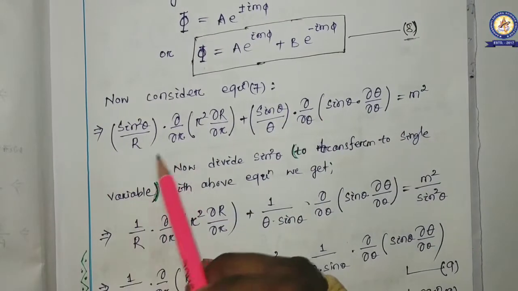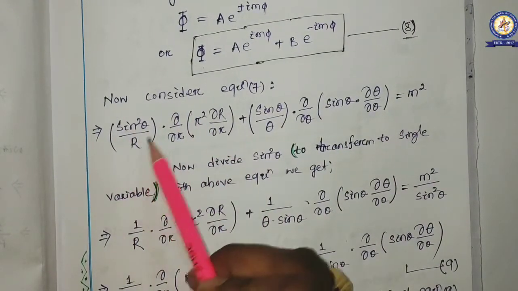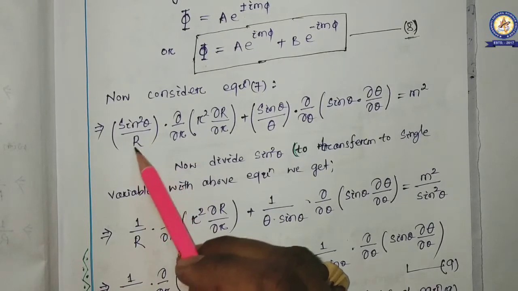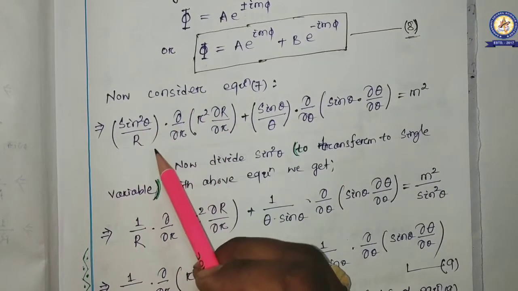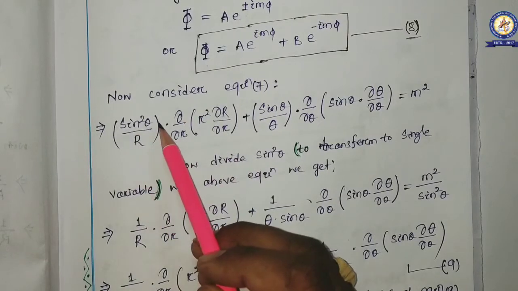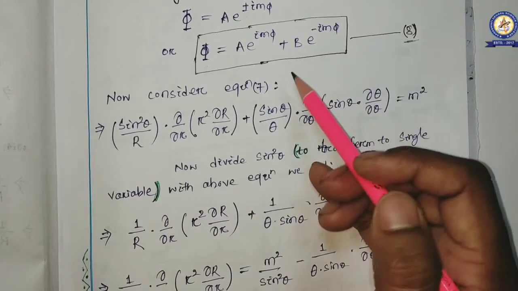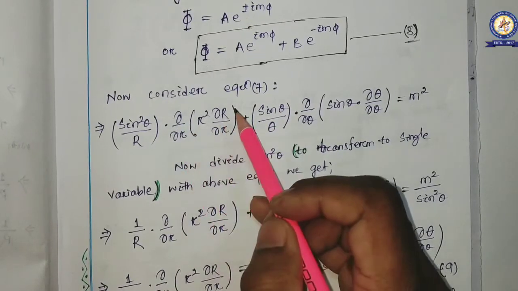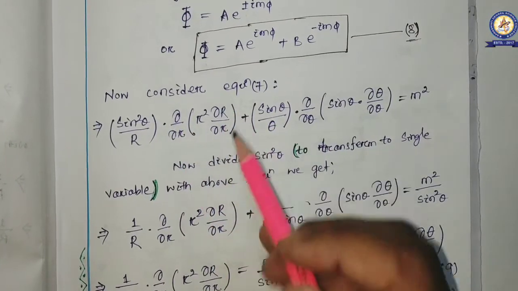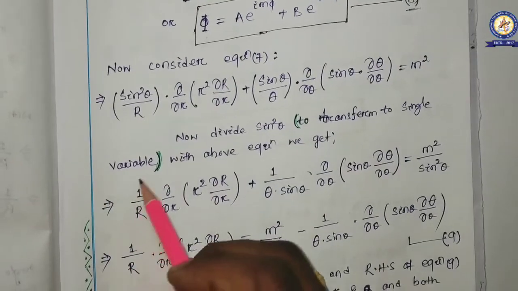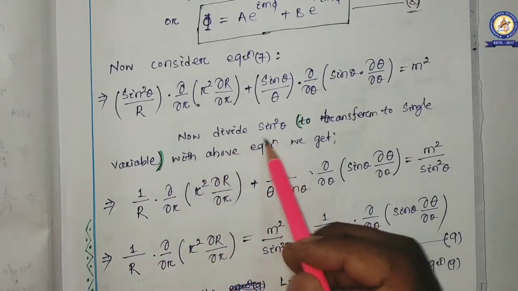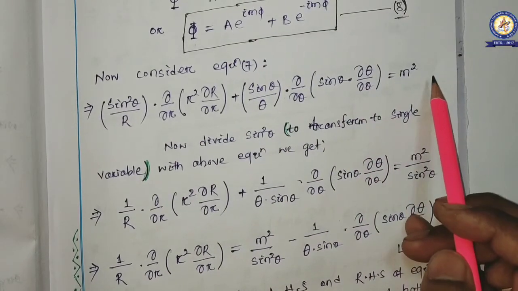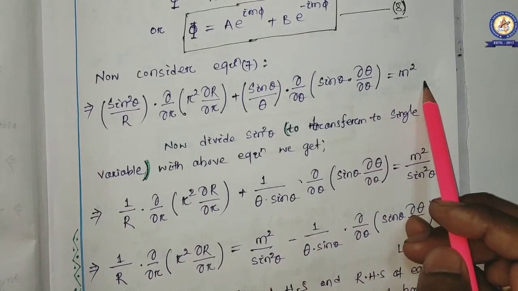Here you can see that this term has two variables, theta and r. If I divide this term by sine square theta, it will be transformed into a function having the single variable r. So to that aim, we have divided this term, and also the RHS, m square, by sine square theta.